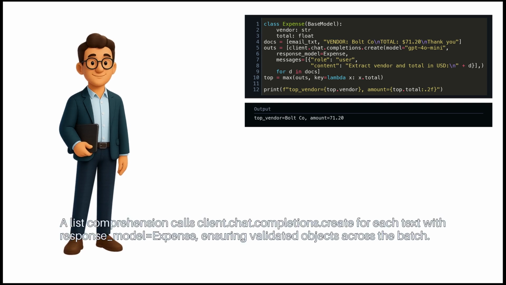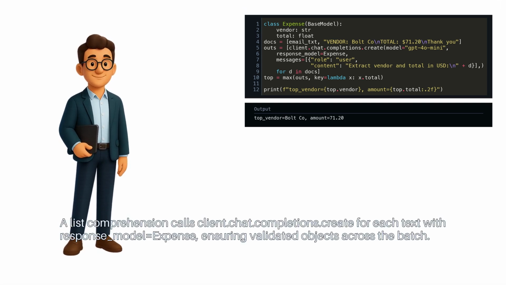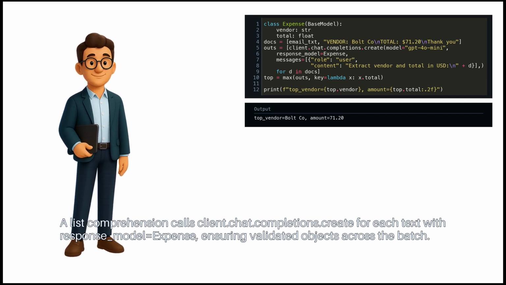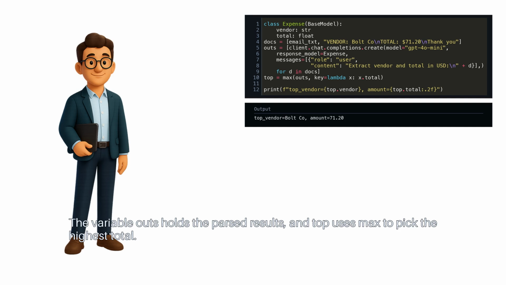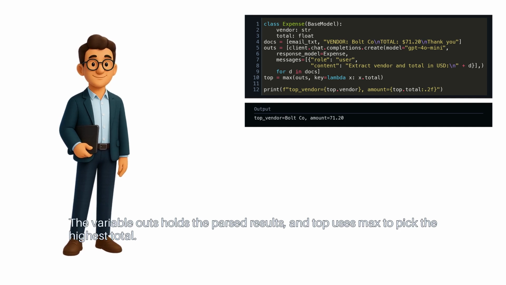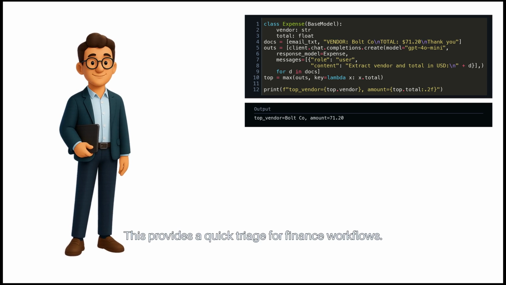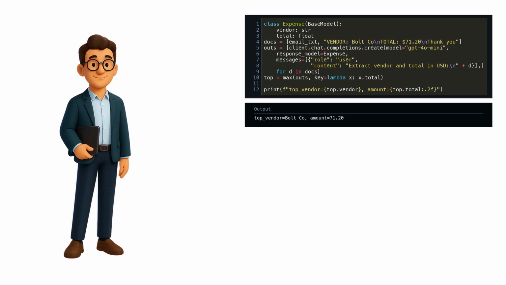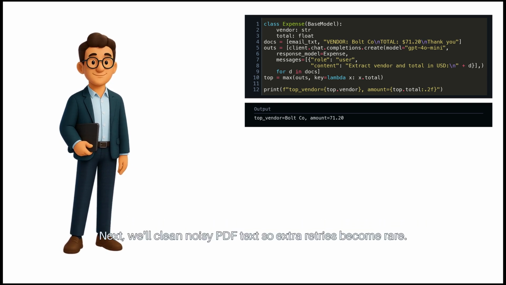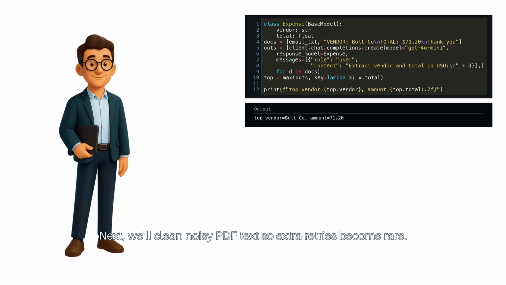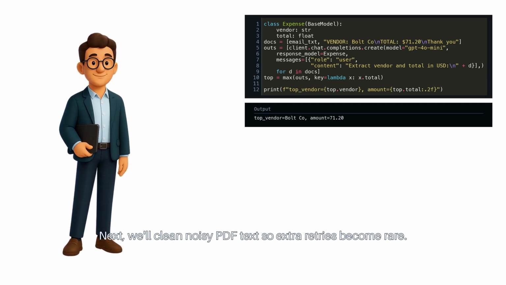A list comprehension calls client.chat.completions.create for each text with response_model equals Expense, ensuring validated objects across the batch. The variable outs holds the parsed results, and top uses max to pick the highest total. This provides a quick triage for finance workflows. The printed vendor and amount confirm which document carries the largest validated charge. Next, we'll clean noisy PDF text so extra retries become rare.